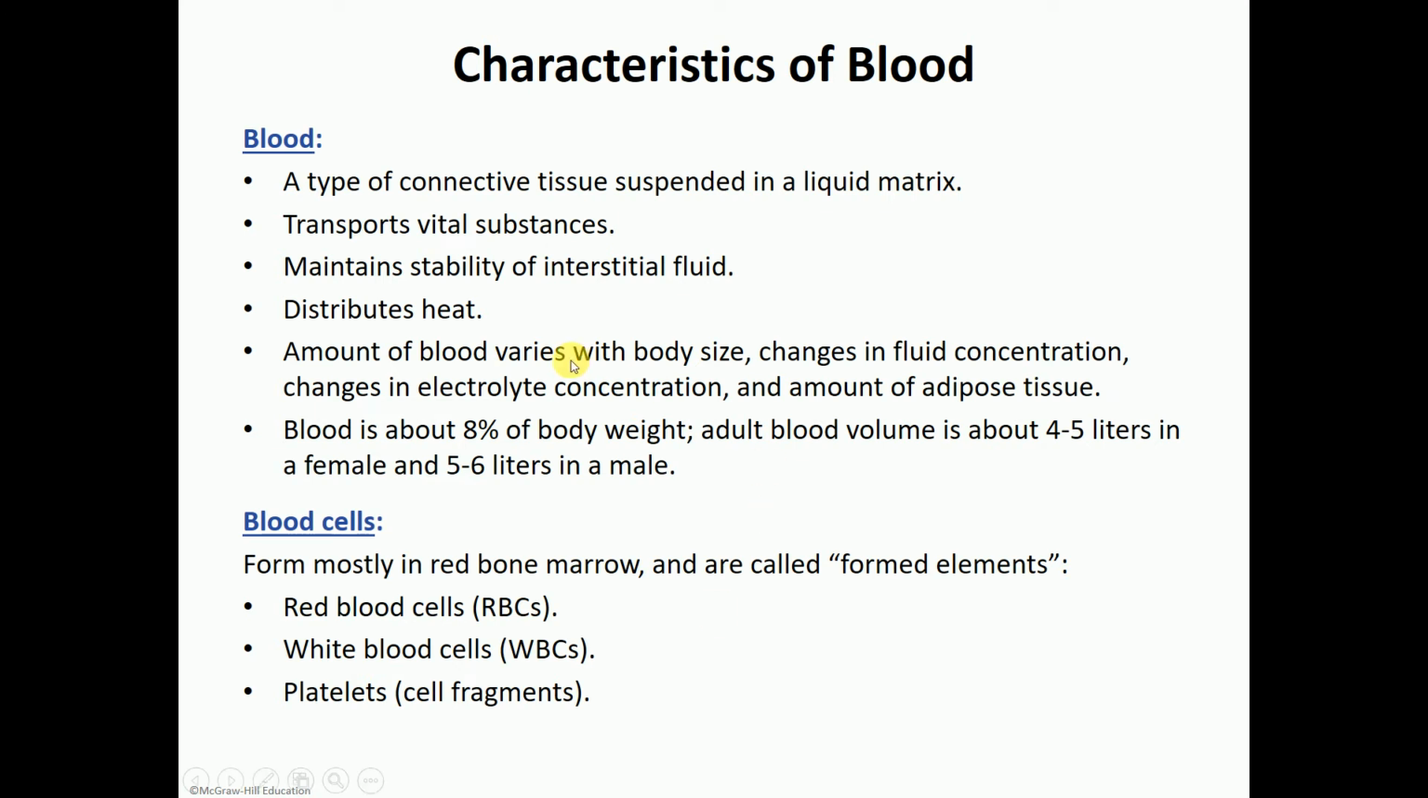The blood is the only connective tissue that is made out of a liquid matrix. And within that liquid matrix, you have these cells, your red blood cells, platelets, and white blood cells, circulating within that matrix. It is important for transportation of vital substances like vitamins, minerals, and hormones. It maintains the stability of the interstitial fluid. Blood is responsible for distributing heat.